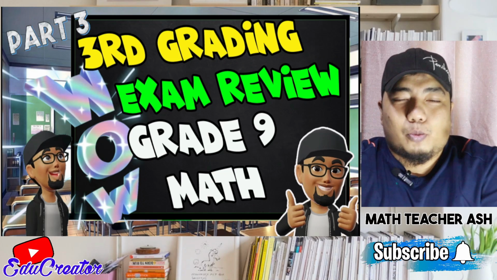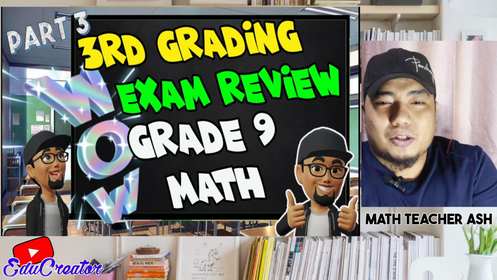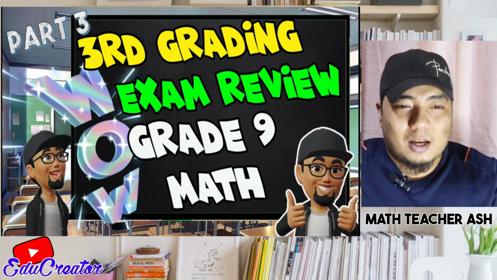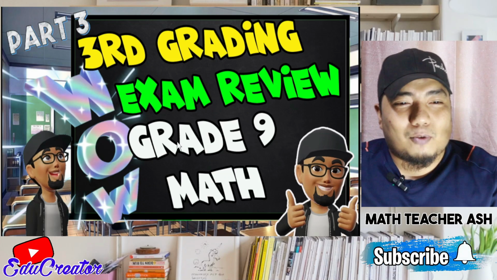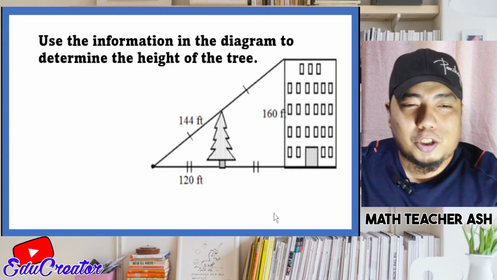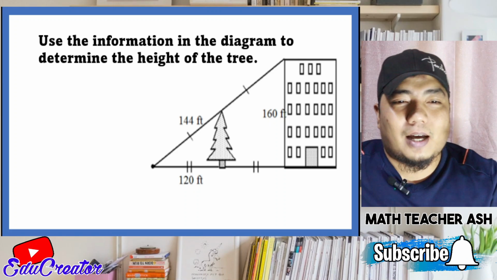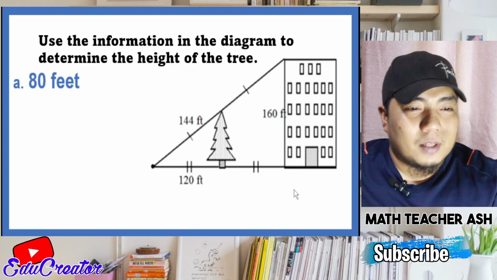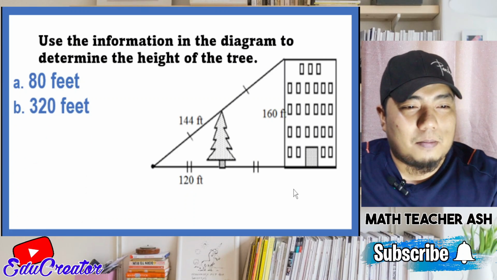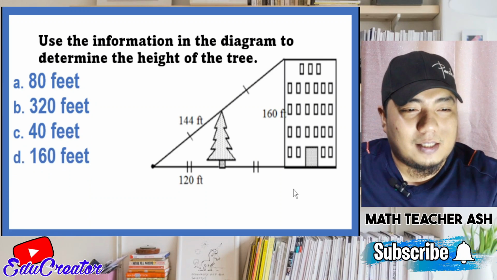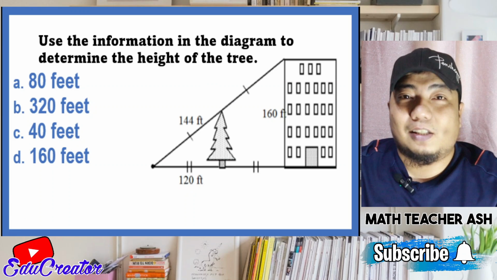Alright, math learners, we are here down to our third part of our review series. So now let us go to the series of questions. Okay, question number 1. Use the information in the diagram to determine the height of the tree. So this is our diagram with the building on it. Is it A, 80 feet, B, 320 feet, C, 40 feet, and D, 160 feet?